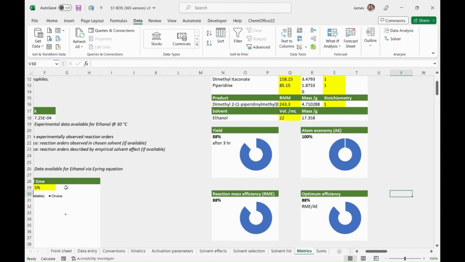Finally, we have optimum efficiency, which is the ratio between reaction mass efficiency and atom economy. Atom economy limits how many of the atoms will end up in the product, and so optimum efficiency will take into account the type of reaction which you're using. And so that is it for the summary of how the spreadsheet works.